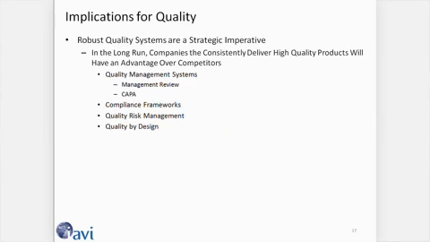One of the things that I firmly believe is that in the long run, any company that consistently delivers high quality products is always going to have an advantage over its competitors. Maybe not in the short term, but they certainly will in the long term. And so what does that mean? That means having the appropriate quality management systems, making sure that you have management review and CAPA systems that are very, very solid and robust, using compliance frameworks, using quality risk management, and using quality by design, and all the other tools that Craig spoke about and the things that you've learned throughout this week.